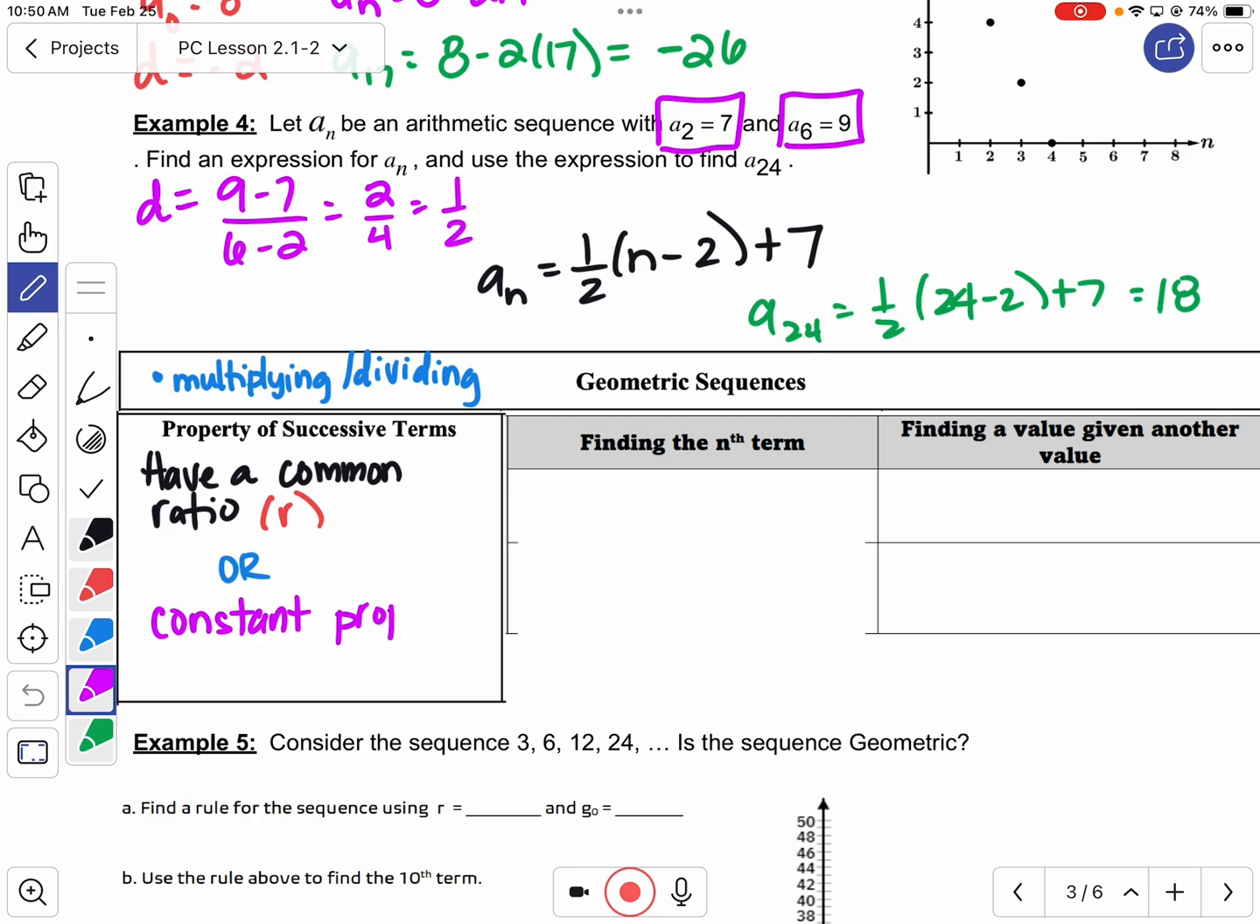So know that in AP, we have to write reasons. And so one of the phrases that we will use to justify things as geometric is that constant proportional change. It means we're multiplying by a whole number or we're multiplying by a fraction.